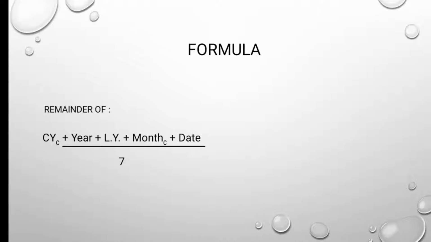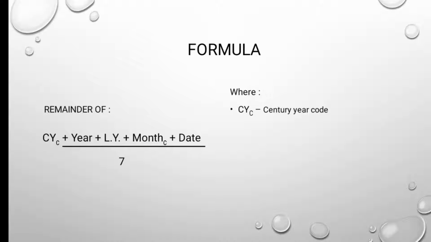Let us see what the formula is. We have to find the remainder of century year code plus leap year plus year plus month code plus date when it is divided by 7. So when this number is divided by 7, you have to tell what the remainder is. So what these terms are, let us understand that first.